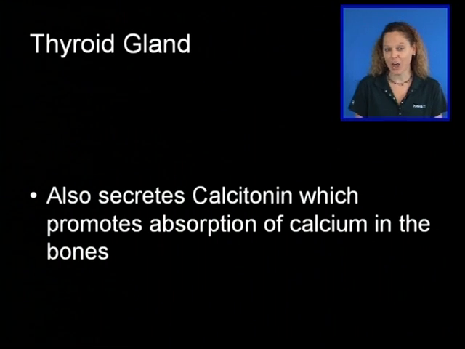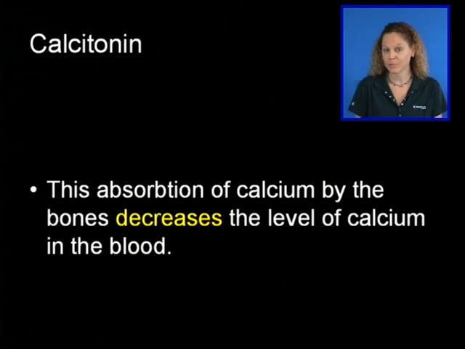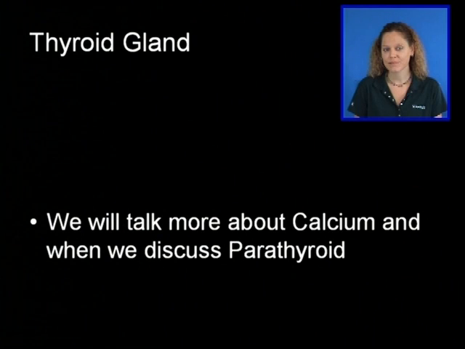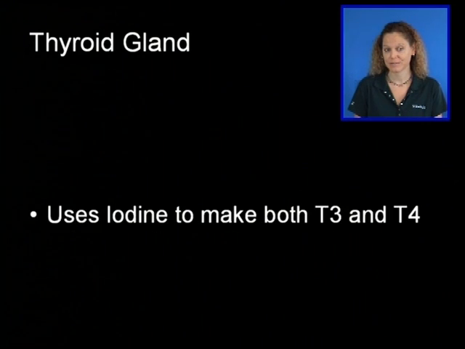The thyroid gland also secretes calcitonin, which promotes absorption of calcium in the bones. This absorption of calcium by the bones decreases the level of calcium in the blood. We will talk more about calcium when we discuss the parathyroid glands.